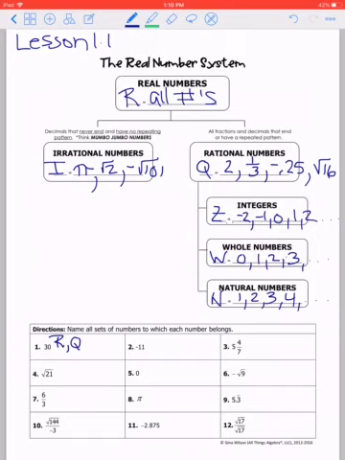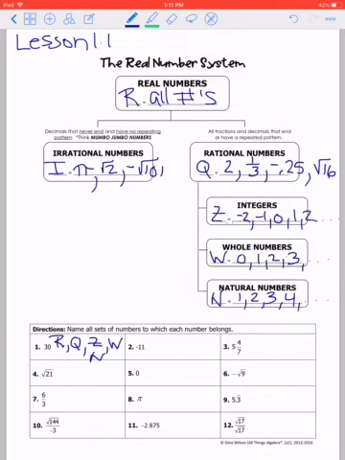Then I can continue on. 30 is also an integer. It is a positive number, okay? So I'm going to put Z. And then it's also a whole number, okay? So that's going to be a W. And because it's 30 and it's in the natural numbers, it's a counting number, it is also a natural number. So 30 actually fits into all of these sets.